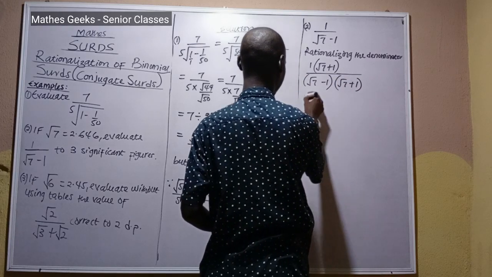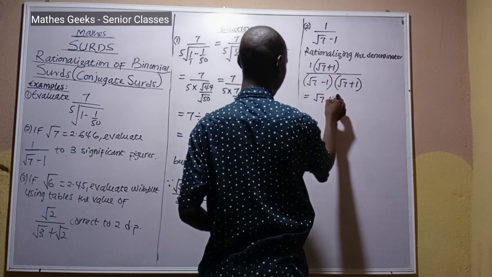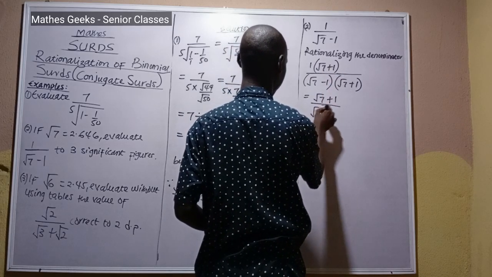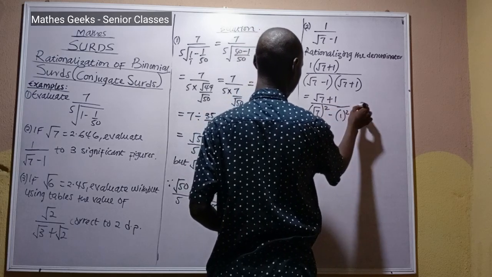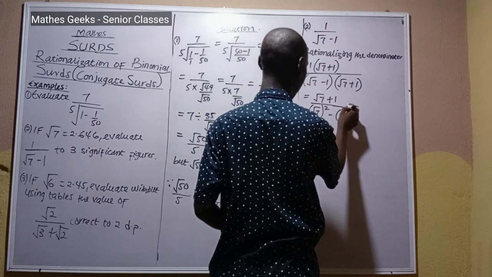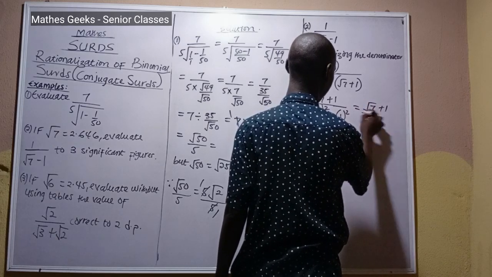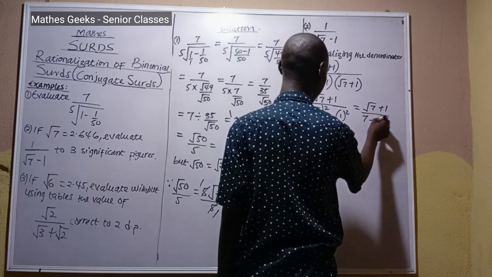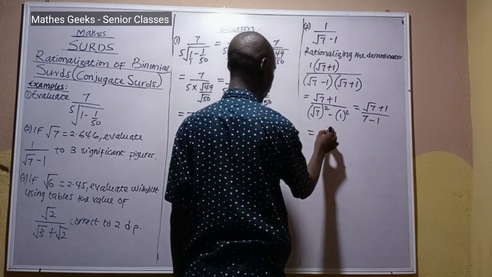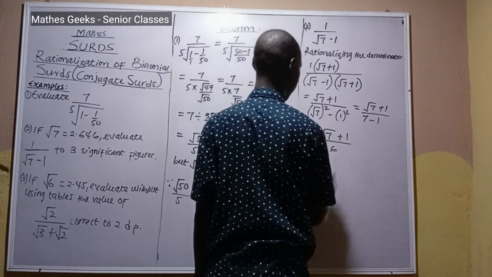So this will give us 1 times root 7 is root 7. 1 times plus 1 is plus 1. And this is root 7 squared minus 1 squared. Okay, so root 7 plus 1 over, 7 squared is 7, minus 1. That will give us root 7 plus 1 over 6.